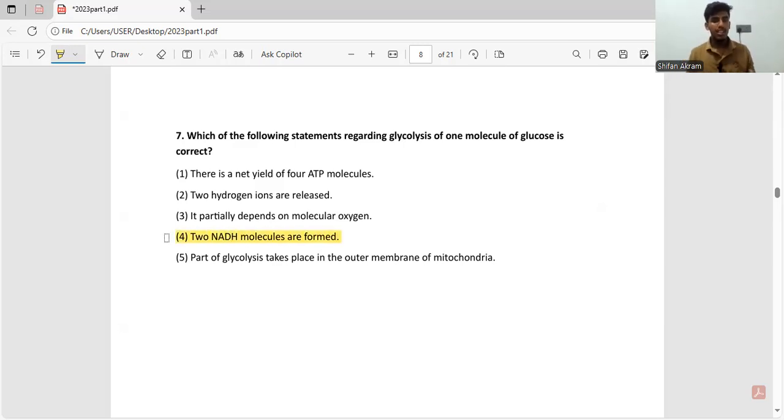Now let's go through the final statement. Part of glycolysis takes place in the outer membrane of mitochondria. Now, glycolysis occurs in the cytosol. Why? Because all the enzymes that are required for glycolysis are present in the cytosol. But after glycolysis, we have the other two processes, which are the Krebs cycle and the electron transport chain, both of which occur in the matrix of mitochondria. But glycolysis occurs in the cytosol. So the correct answer is the fourth one.